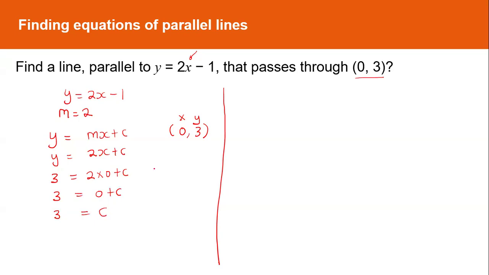Now, after getting this, you go back and write your line. So I say my line is 2x plus c, but my c I have obtained is 3. So my y is going to be 2x plus 3. And when you look at this line and the line they have given us, you notice that they have the same gradient. It is the intercept that changes. But since the gradient is the same, it means that those lines are parallel.